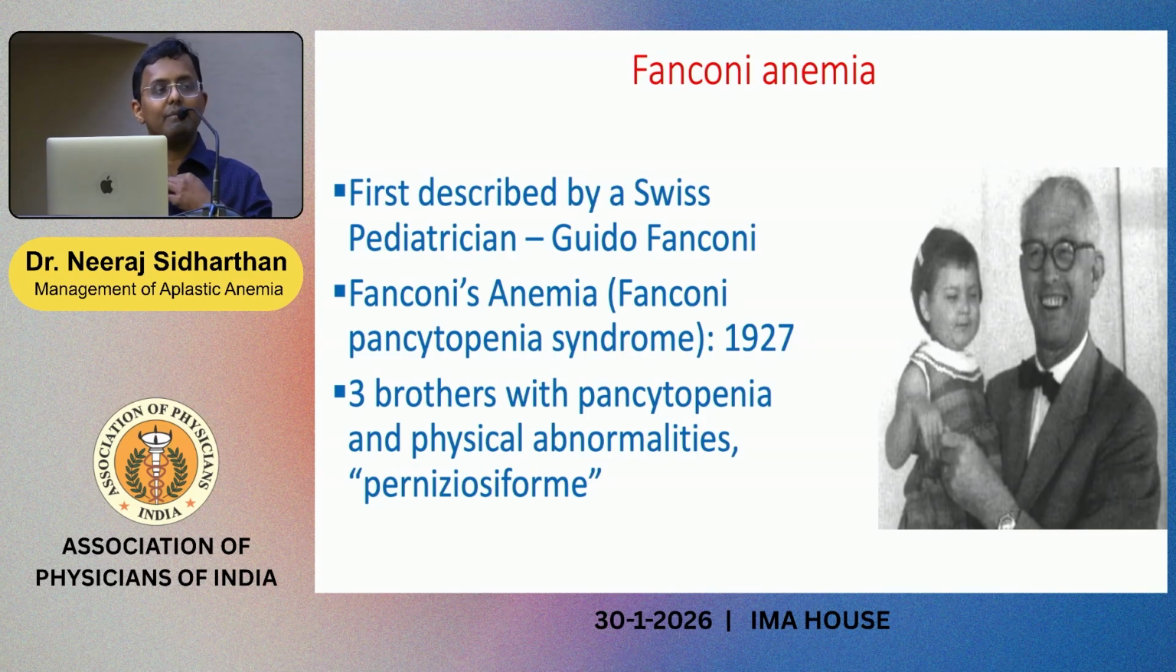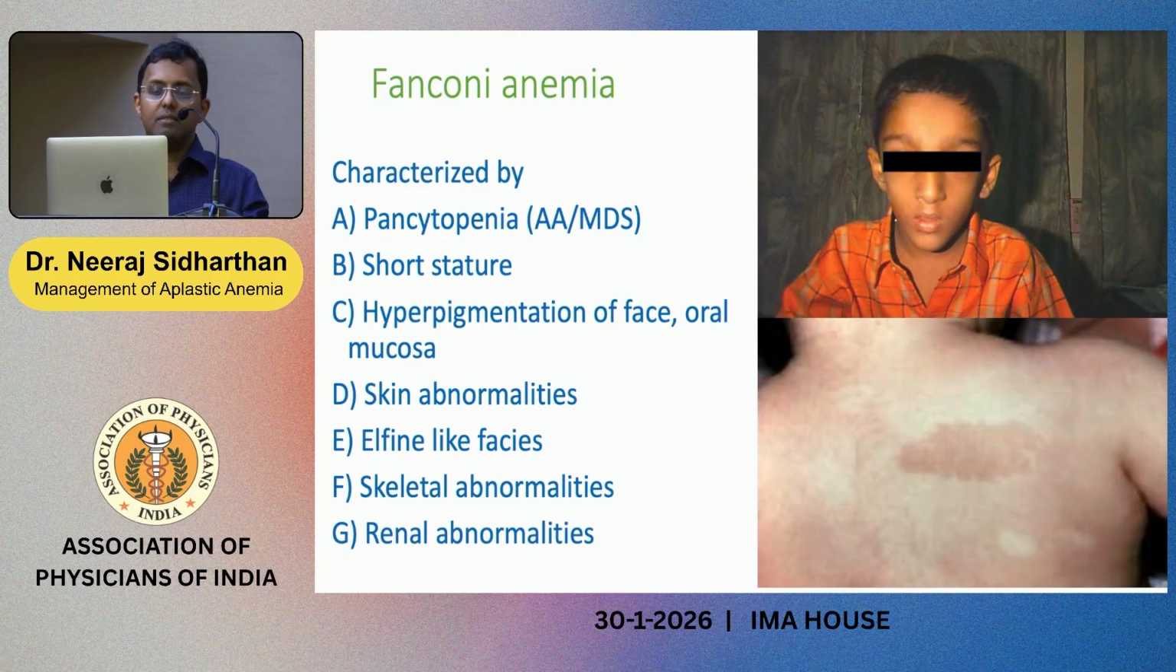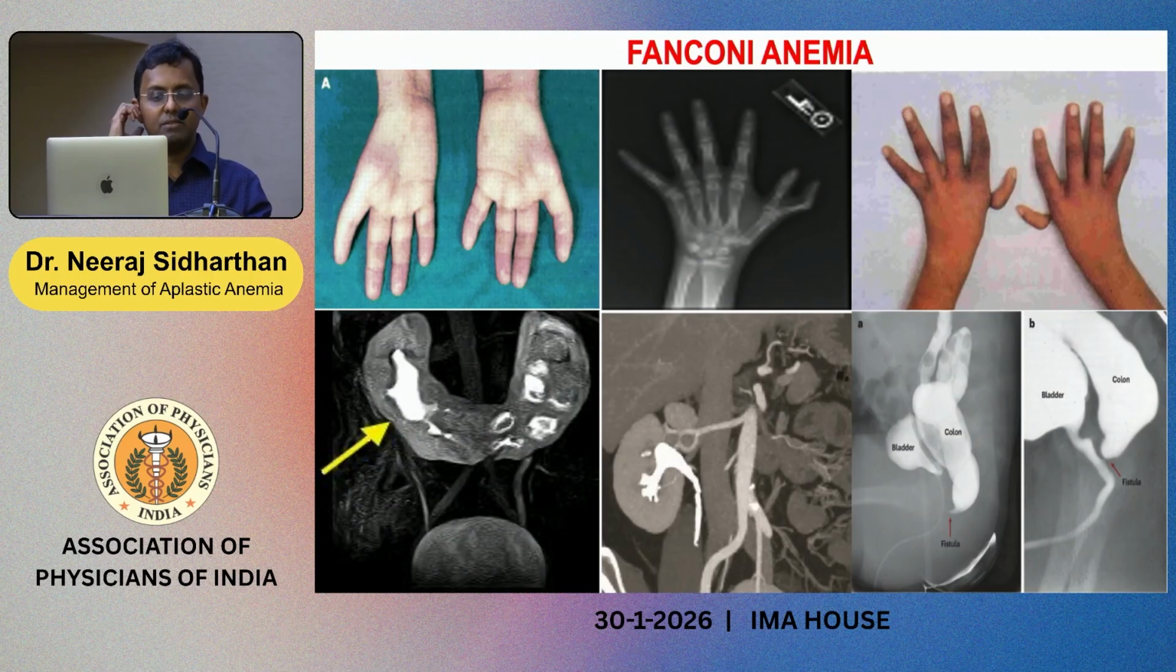It was described by a Swiss pediatrician, who described 3 brothers with pancytopenia, and they had a lot of common things. You have short stature, hyperpigmentation of the face and oral mucosa, distinct skin abnormalities, and elfin-like facies, as you can see here. Often there are skeletal abnormalities and renal abnormalities. You can see the thumb abnormalities are quite common in Fanconi, as well as, you can see here, the horseshoe kidney.